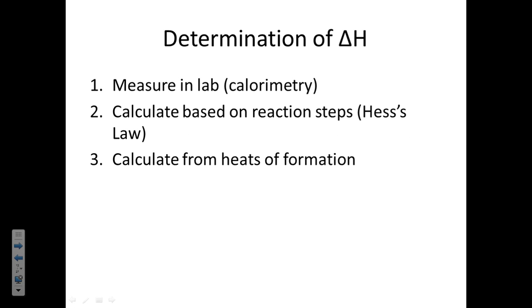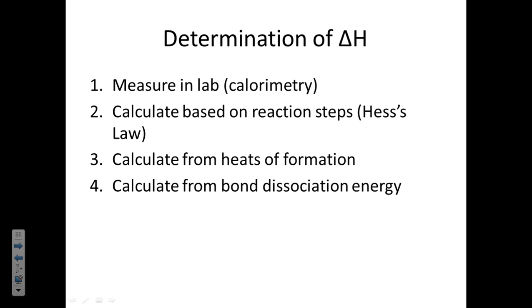The third is to calculate the enthalpy from the heat of formation. And the fourth is to calculate from bond dissociation energy. As you go down this list, these become approximations, and so the best way to always determine the enthalpy is to measure it in the lab.